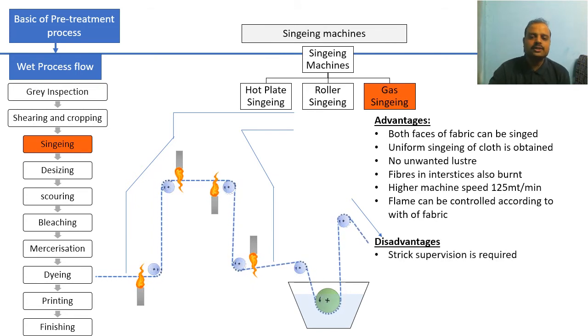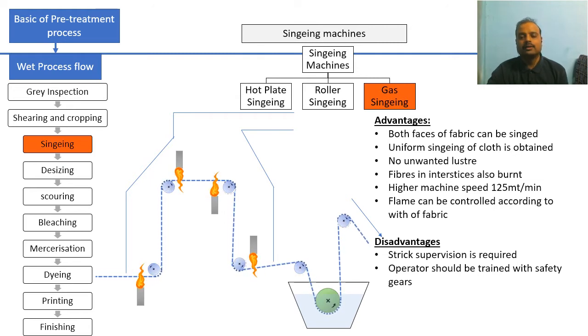What are the disadvantages? Strict supervision is required. There should not be any negligence in supervision. The operator has to constantly monitor the machine. The operator should be a skilled one, and should have proper gear. Firefighting equipment is needed very close to this machine in case of any accident or chance of a fire. In that case, a flame extinguisher needs to be placed near the machine.